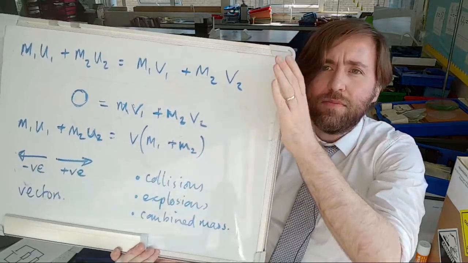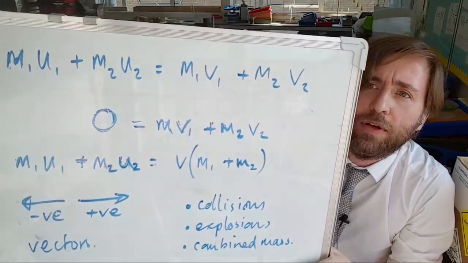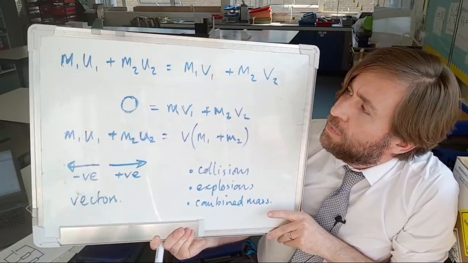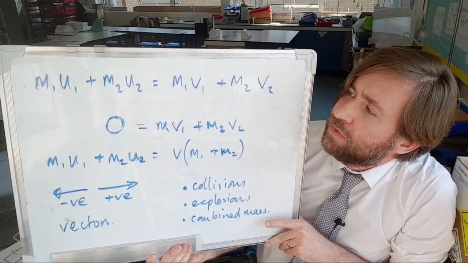How's that? All right, so the top line is the one that I would remember, okay? The top line states that M1 U1, and U is the initial velocity of something, and this is the first object, okay?